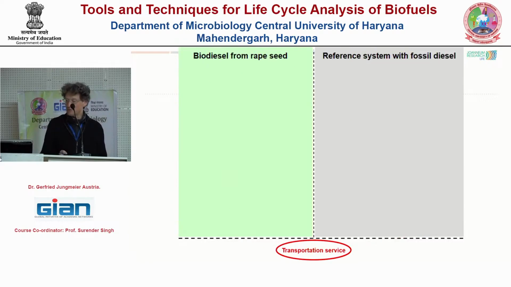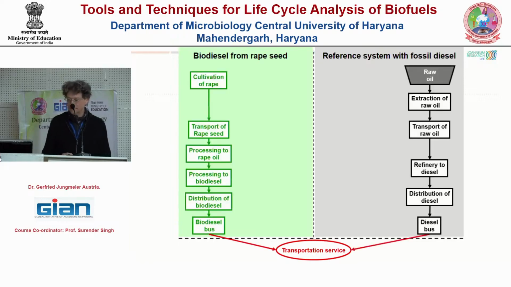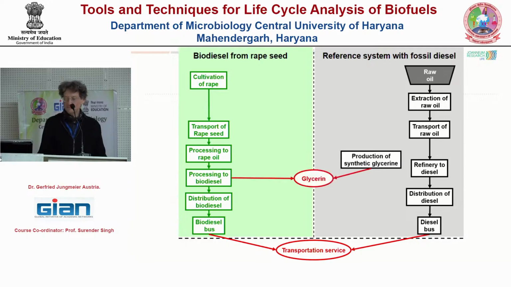A more complex one is biodiesel from rapeseed, compared with fossil diesel. Still, it's a similar picture again. You have the cultivation of rape, the transport, the processing of the rape to rape oil first, and from rape oil to biodiesel, and the distribution of biodiesel. Here we have a biodiesel bus, and you compare it with a conventional diesel bus.